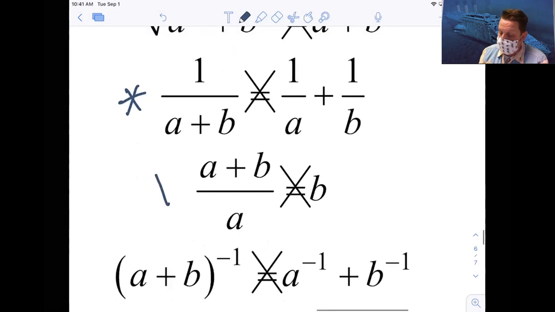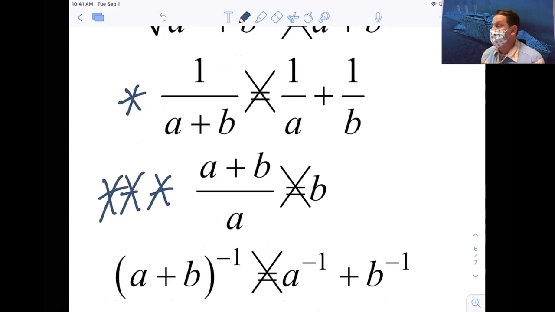The next one is another common mistake. This is probably the one that most students make most often. A plus B divided by A. Students go, ooh, ooh, ooh. Divide out. I didn't say cancel, Mr. Corbett. I said divide out. I'm like, great, but that doesn't work. It doesn't equal B. Why not? Because A in the top is not a factor, but rather a term. And you cannot divide out terms. You can only divide out common factors. Factors are multiplied or divided. So that doesn't work. So don't do that.